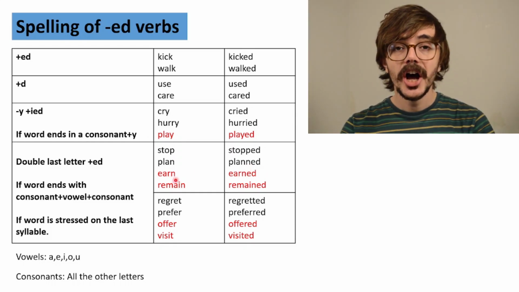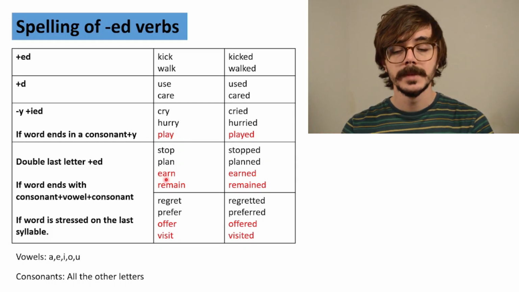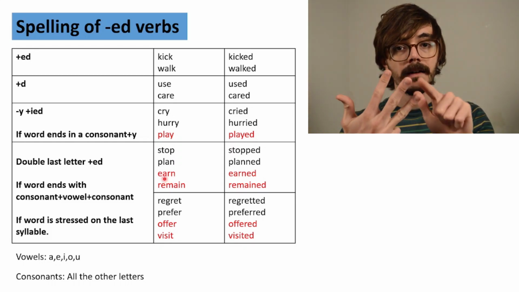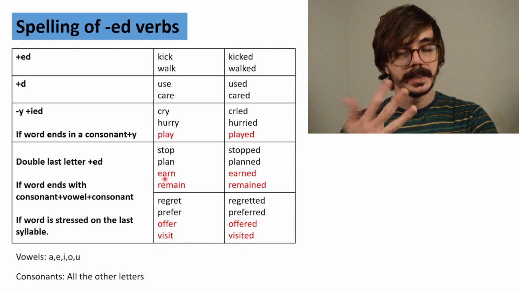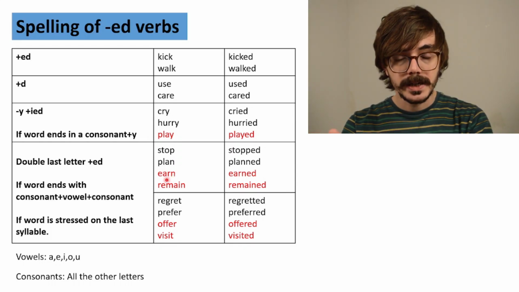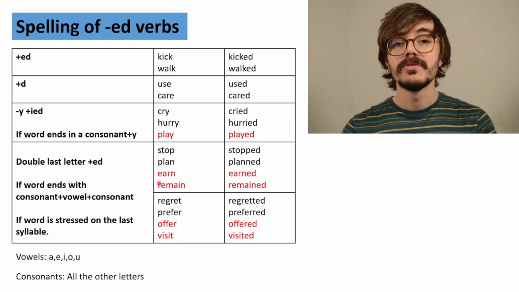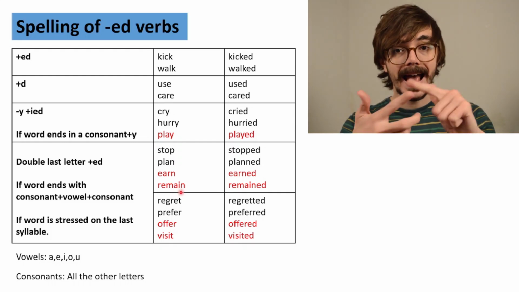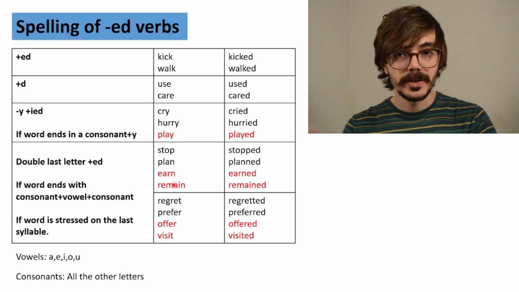If we take the word earn, to make money at your job, earn, we have E-A-R-N. So the last 3 letters is vowel, consonant, consonant. It's not the right pattern, so we don't double that last letter. Or the word remain. The last three letters are A-I-N. So we've got vowel, vowel, consonant, and that's not the right pattern either, so we don't double the last letter.